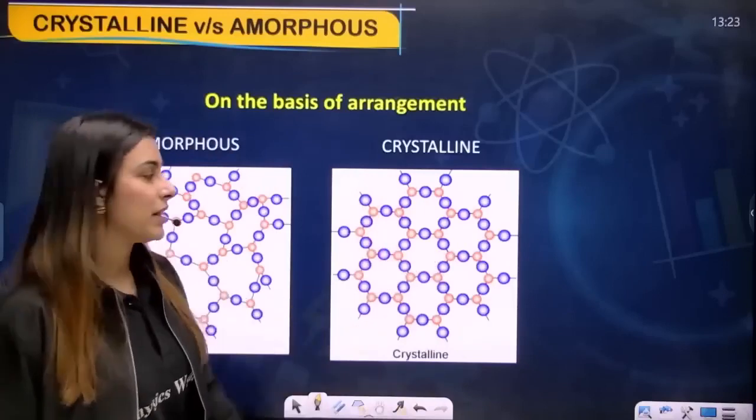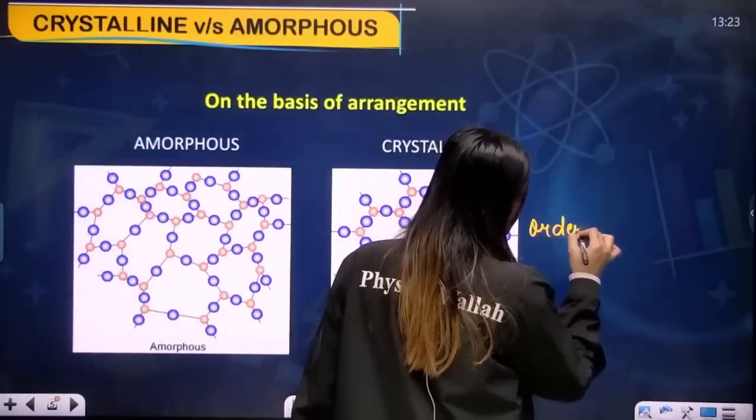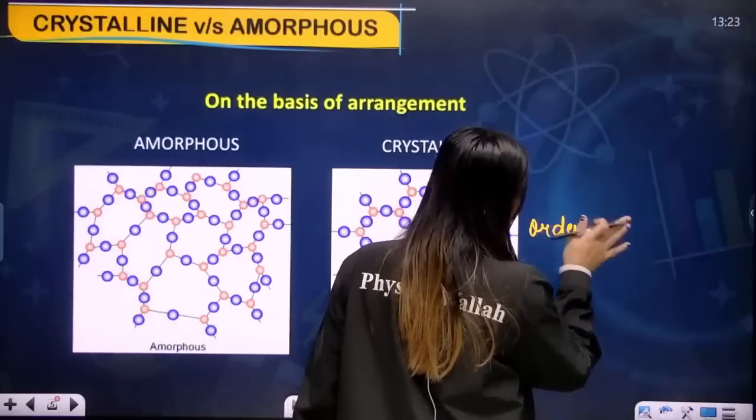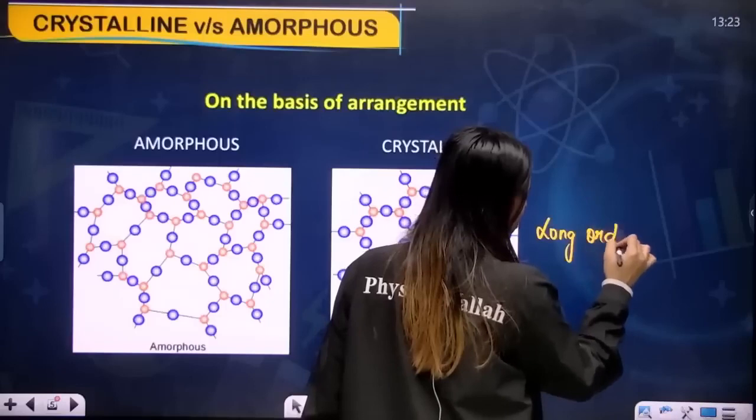On the basis of arrangement, your crystalline solid has an ordered arrangement, or you could say long range order. I'll just make you explain the difference.